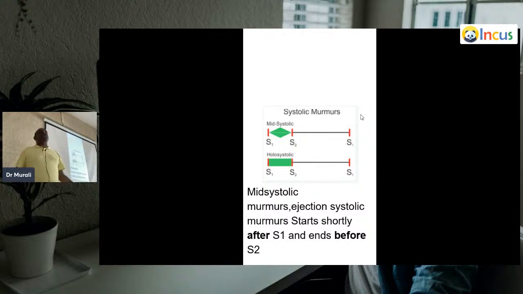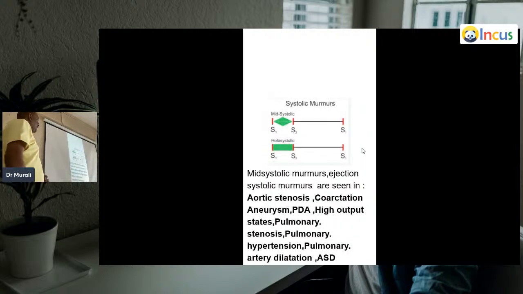Then mid-systolic, ejection systolic murmurs. What do they mean? They start after S1, but they end before S2. So you listen to S1, you listen to the murmur, you listen to S2 also. Lub, murmur, S2. That's what you need to remember.